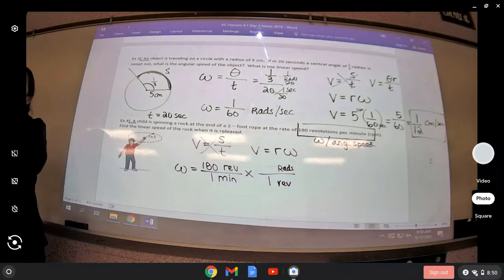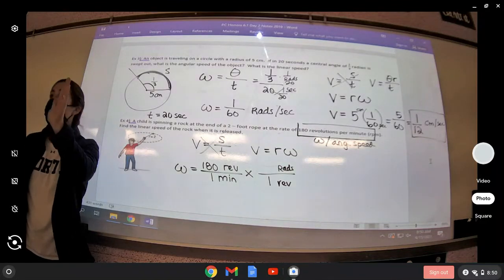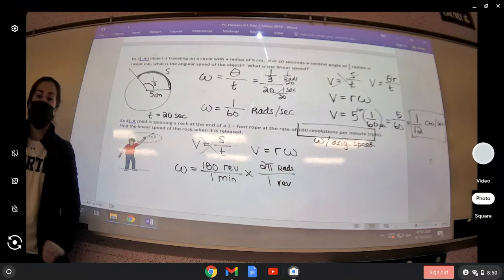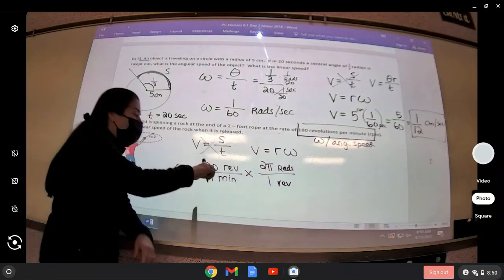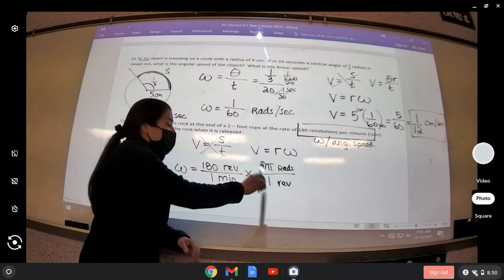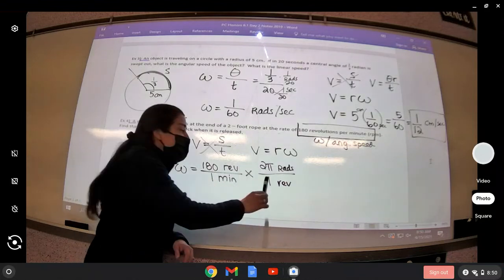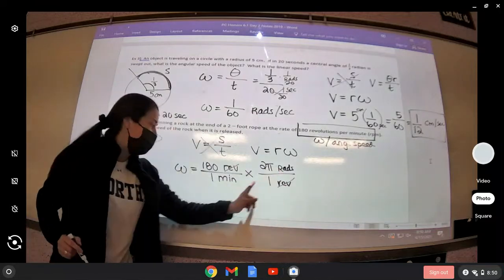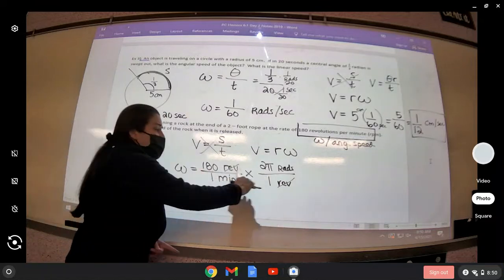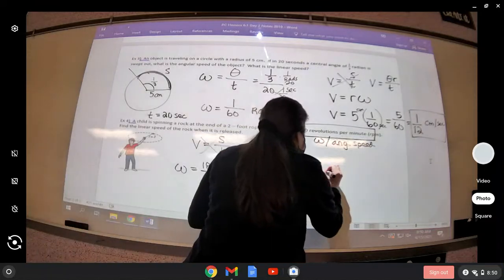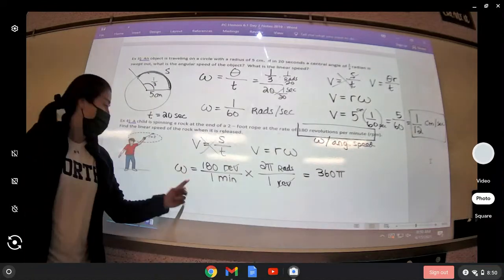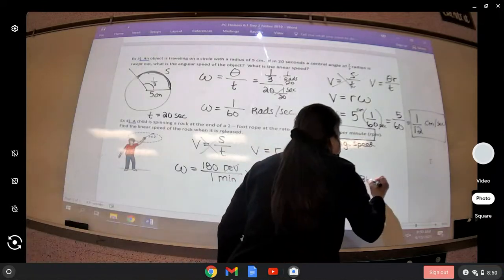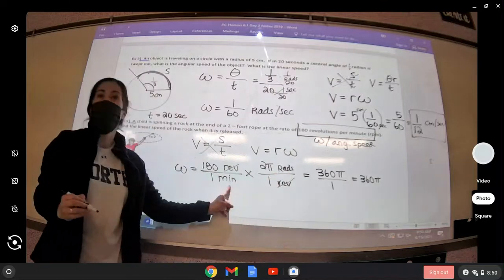6.28, which is the estimated. What's the exact form? 2 pi. So we know 1 revolution will consist of 2 pi radians. So that's your conversion factor. You can always take revolutions per any unit of time and change them to radians per unit of time by using 2 pi over 1. So now your revolutions will cancel and you will be in radians per minute. So multiply across, 180 times 2 pi is 360 pi over 1 times 1 is 1, which is literally just 360 pi. And now you're going to be in radians per minute.